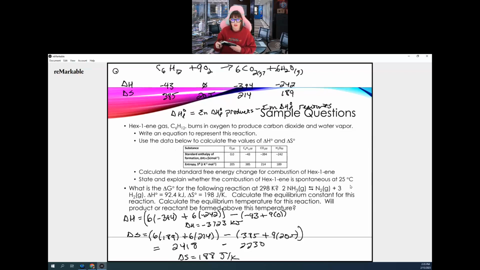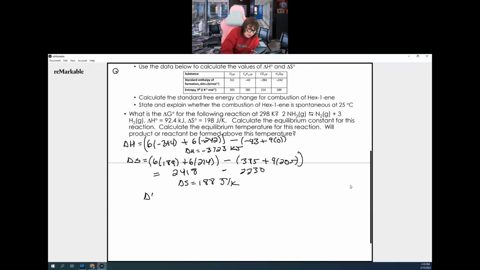Awesome. Calculate the standard free energy change for combustion of 1-hexene. Standard means 25 degrees. So if I want to do standard, delta G is equal to delta H minus T delta S, where T equals 25 degrees C. 25 plus 273.15 gives me 298.15 Kelvin.